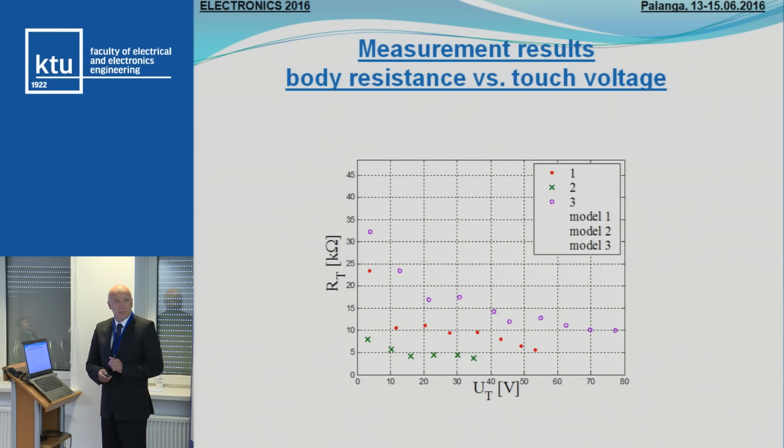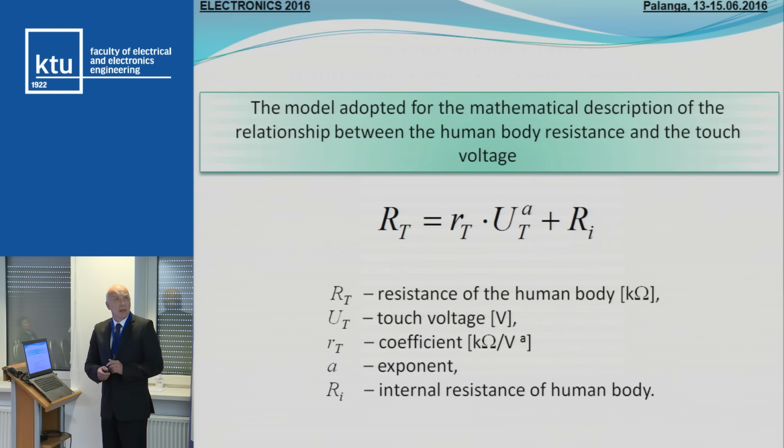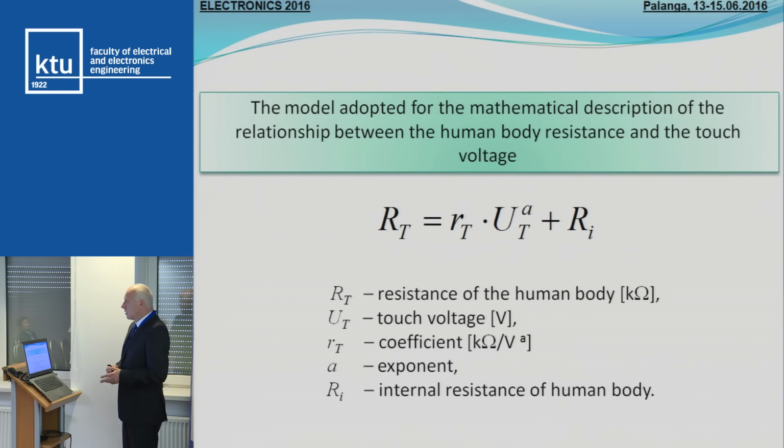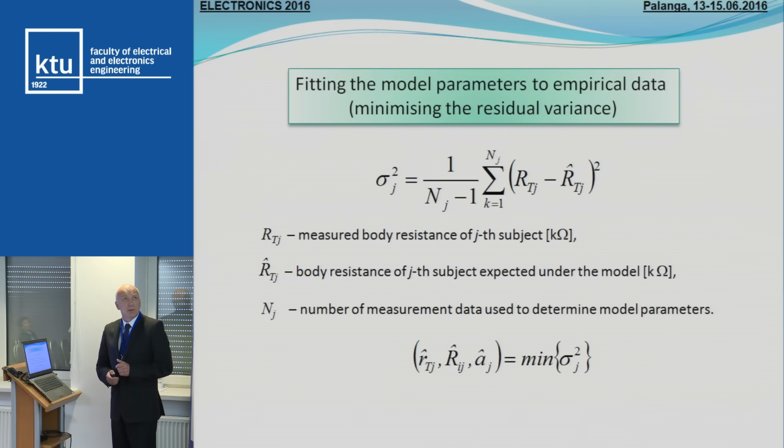And we try to approximate values of the resistance. We use this mathematical description of the relationship between the body resistance and touch voltage. Here we see the touch voltage and the exponent. We have three variables here: this coefficient, this exponent, and internal resistance of human body. The criterion we used to find these parameters was minimizing the residual variance. The variables are listed here.